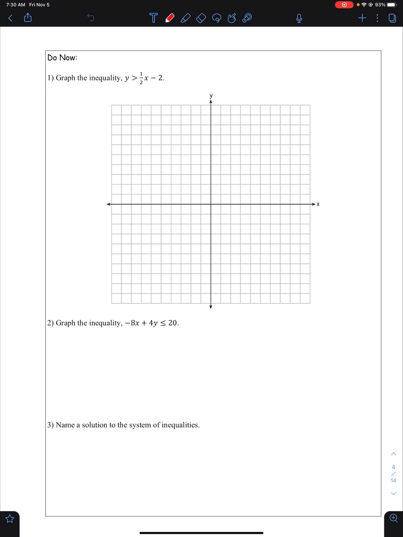So I want you guys to take 3 to 5 minutes, pause the video, and complete the do now 1, 2, and 3. And play it once you're done.